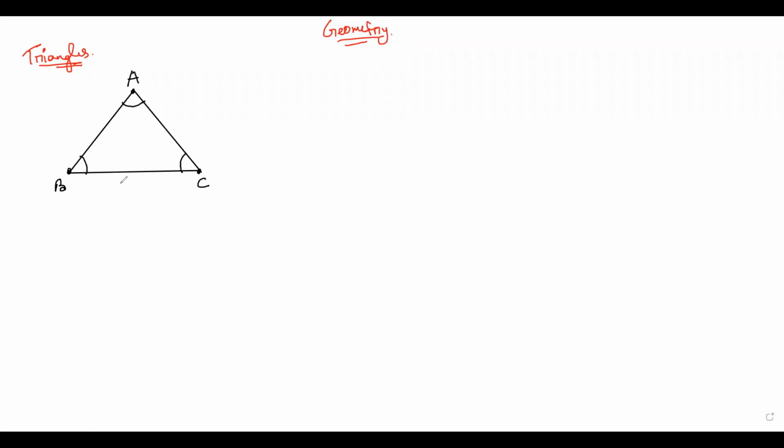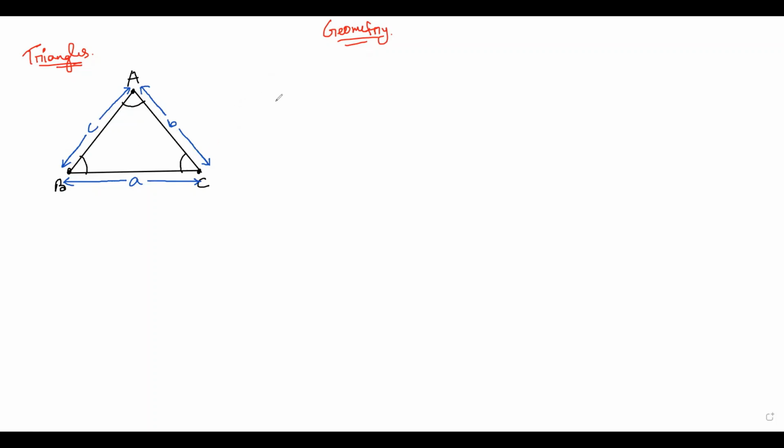Let us denote the side opposite to angle A to be a units, the side opposite to angle B to be b units, and the side opposite to angle C to be c units. So the length of the side BC is a unit, the length of the side AC is b unit, and the length of the side AB is c units.